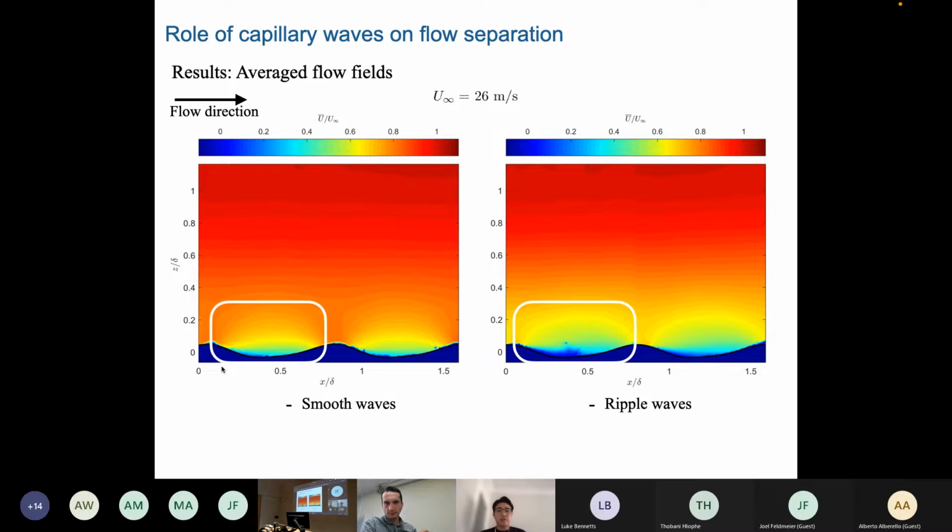We notice that the blue velocity deficit region reduces in the smooth wave case, while the ripple wave cases remain nominally constant. Let's quickly flip through it one more time: 14, 18, 22, and 26. And this indicates that, again, for the smooth wall case, the flow separation was a lot less.